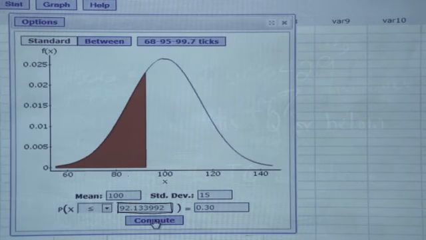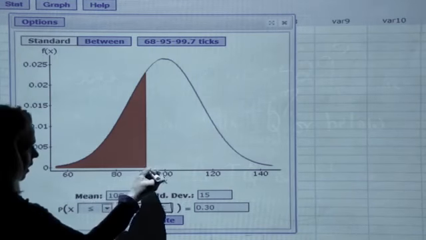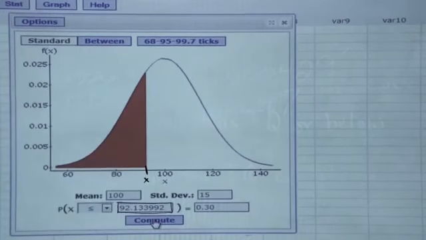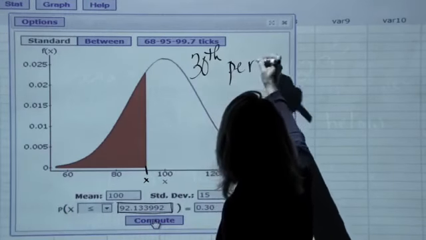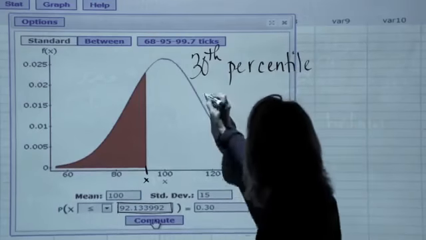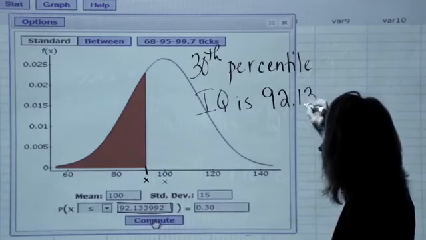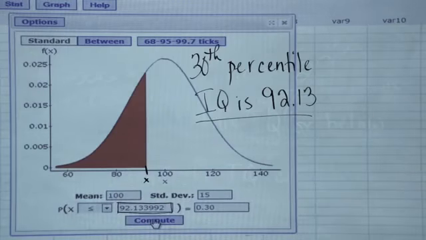When you hit compute, make sure your picture sort of matches what you'd like it to look like here. This is the bottom 30%, and we are looking this time for what's the IQ score that goes there. What's that IQ right there? And here it is right in this box. The 30th percentile corresponds to an IQ score of roughly 92.13. So this time the answer is an IQ. We were given the area under the curve.